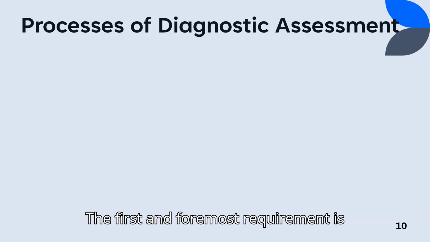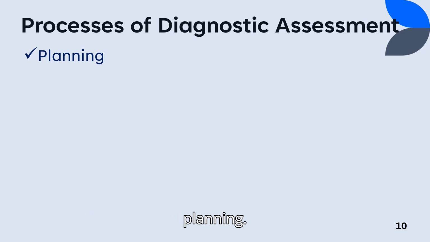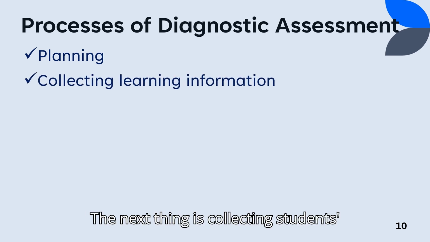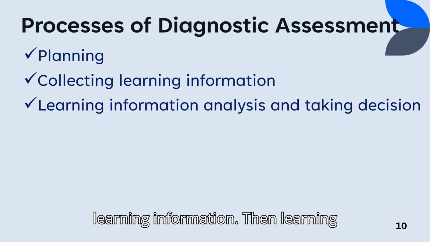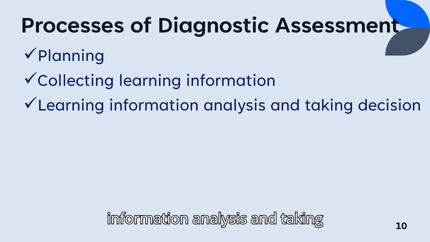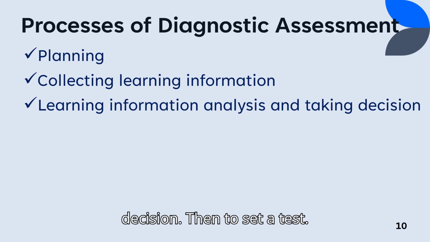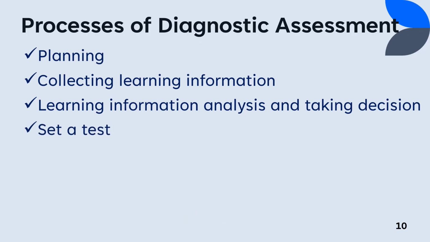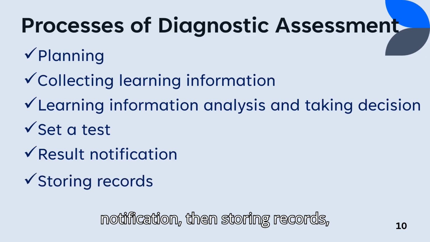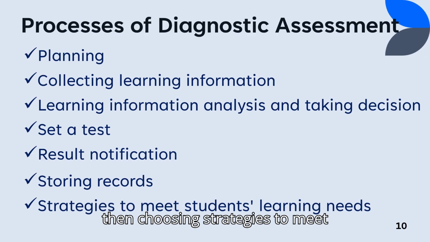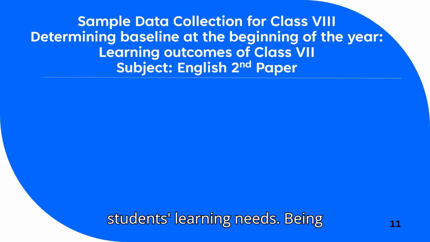The first and foremost requirement is planning. The next thing is collecting students' learning information, then learning information analysis and taking decision, then to set a test. Next process is result notification, then storing records, then choosing strategies to meet students' learning needs.